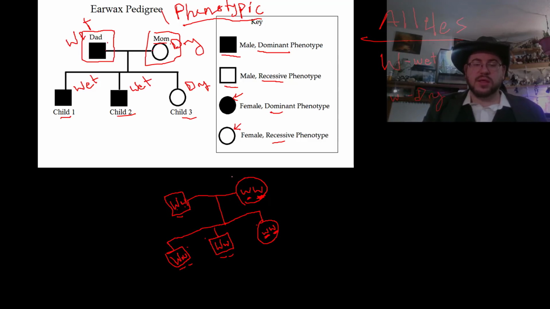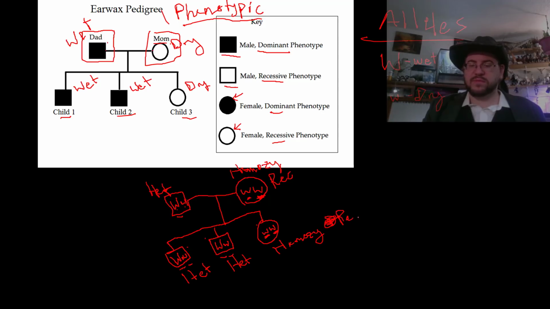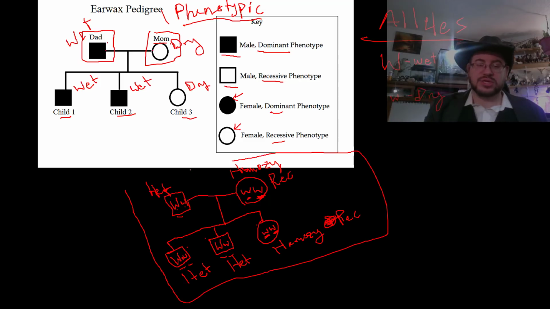So we know that the female parent is homozygous recessive. We know the male parent is heterozygous. We know that each male offspring is heterozygous. And we know that the female offspring is homozygous recessive. Getting away from me. Thinking ahead. All right, so this is pretty simple. This is an ideal pedigree right here for figuring out genotypes.